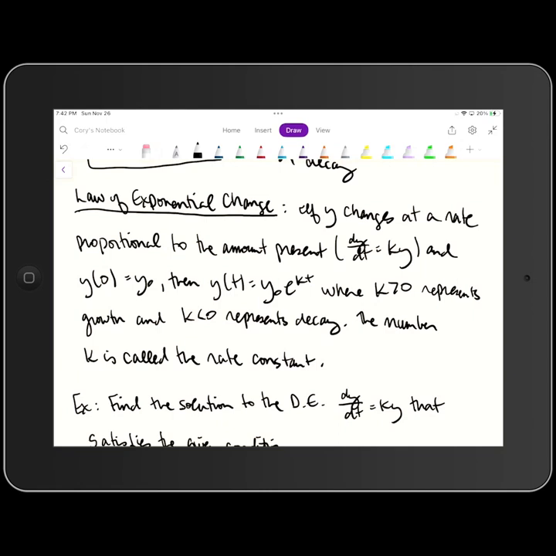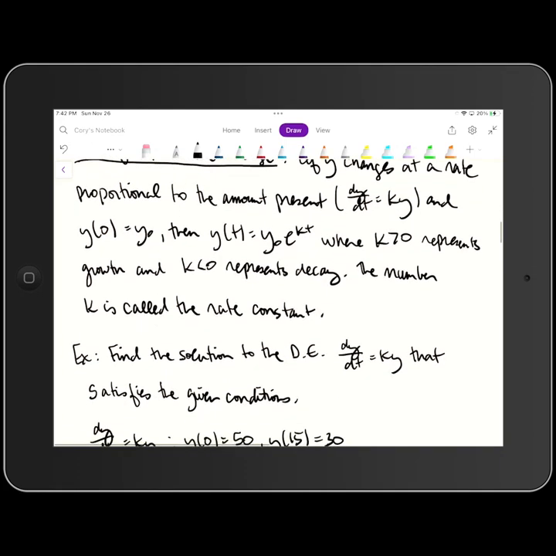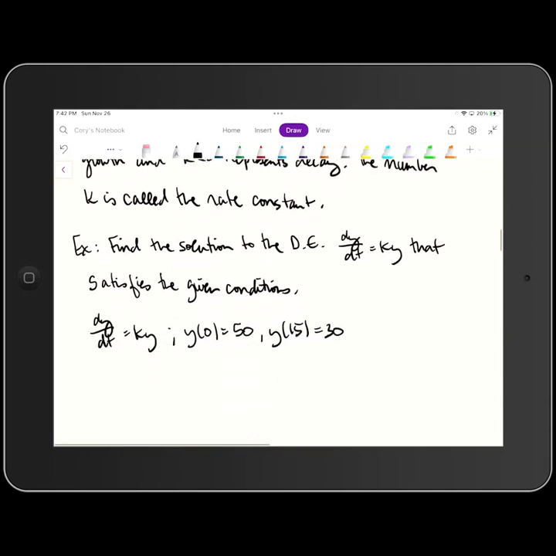All right, and the number k is called the rate constant. So if k is positive, we typically call it a growth constant. And if k is negative, we call it a decay constant. Okay, so let's do a few examples illustrating this law of exponential change.